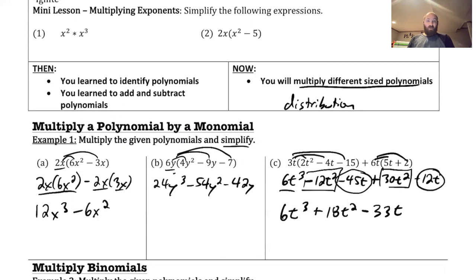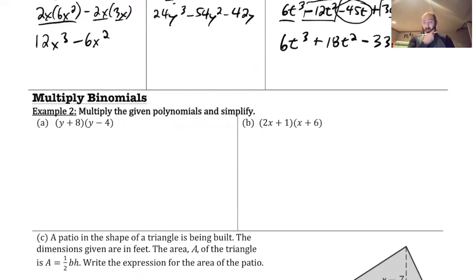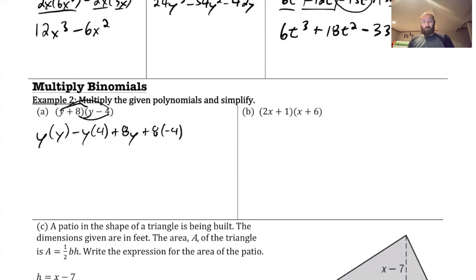Okay, so we can also multiply binomials. So we're going to do 2 binomials multiplied together. When we do this, we do have to be careful because I'm still going to use the term distribution. What I'm going to do is I'm going to take the y, y is going to be multiplied by both of those. So it looks like this, y times y, and then minus y times 4. Okay, but I'm also going to be taking 8 times both of those. So it's going to be a positive 8 times y and a positive 8 times a negative 4 there. Okay, so that's what my distribution looks like.